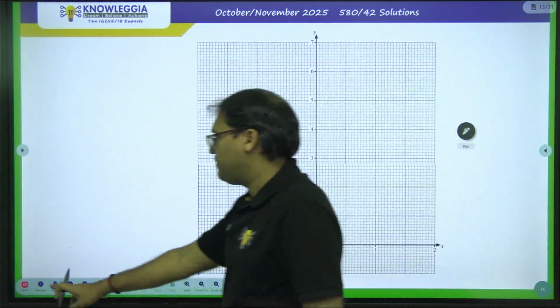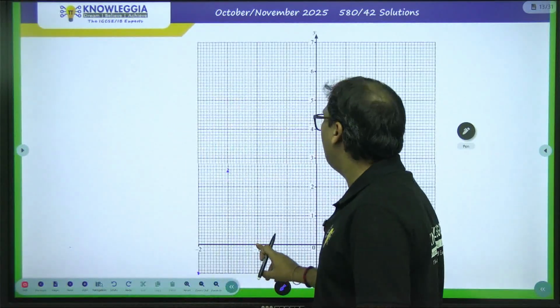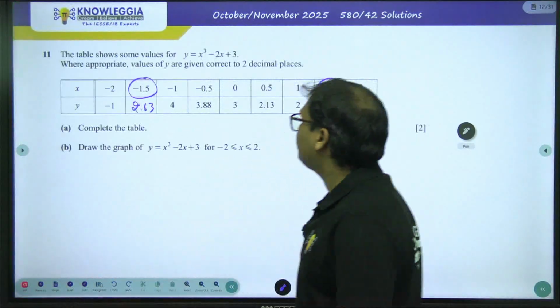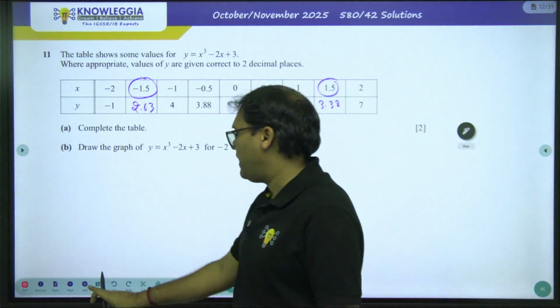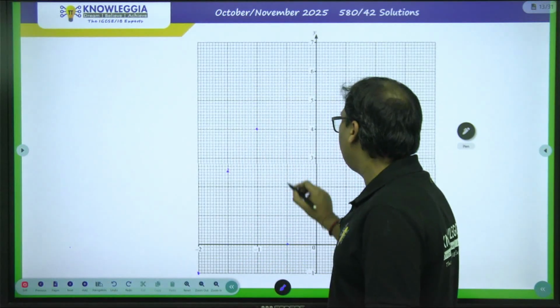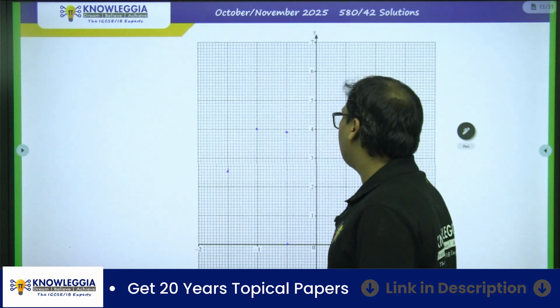Now the third value, you can see at -1, this is 4. Then at -0.5, this is 3.88. So this is 3.88, you can say this is roughly here.